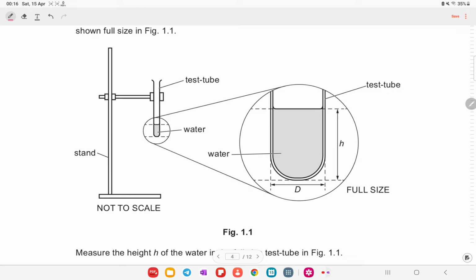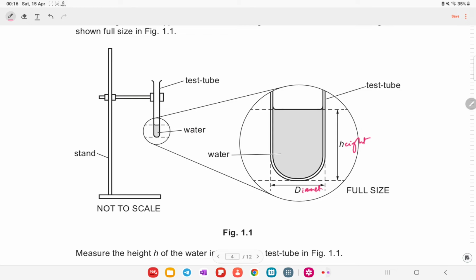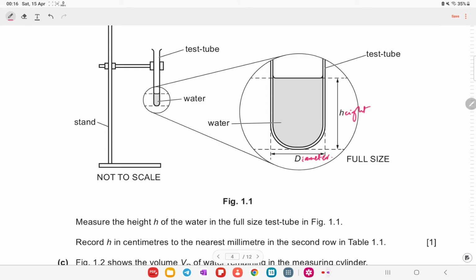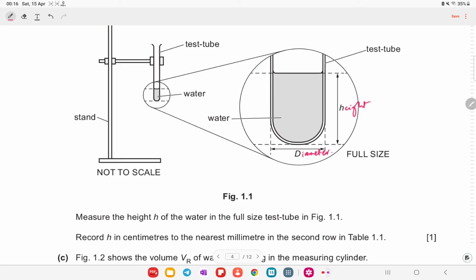So this is the test tube which is clamped, and they have zoomed in on the image. This is going to be the height, and this is going to be the diameter of the test tube. Let's see what they are asking. Measure the height of the water in the full size test tube in figure 1.1. So what you have to do now is measure the height.